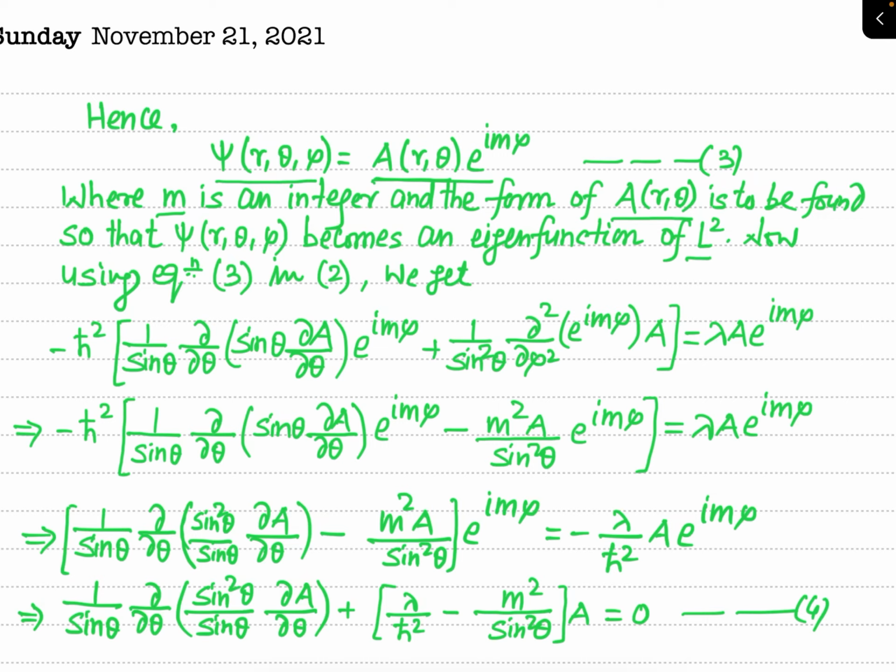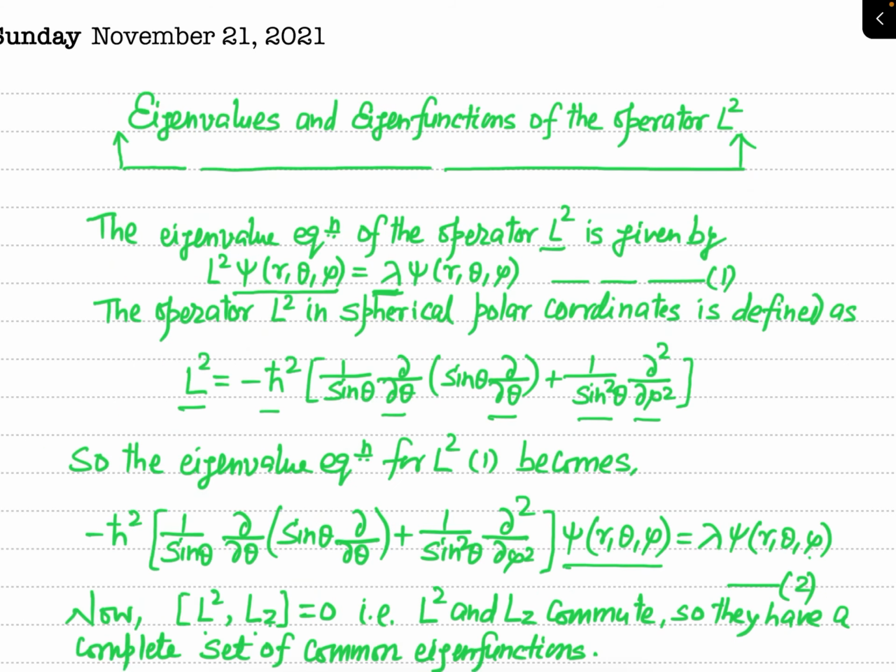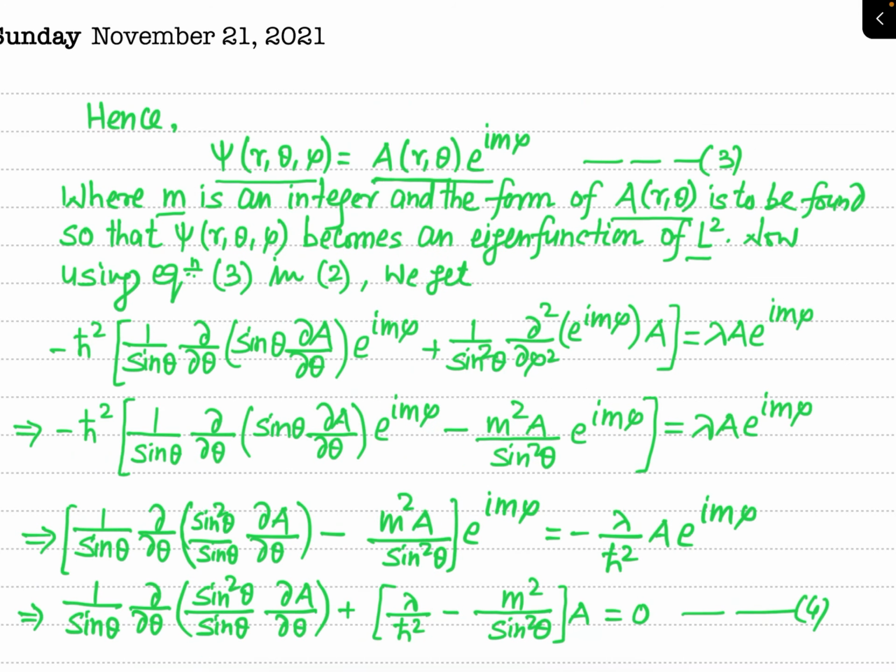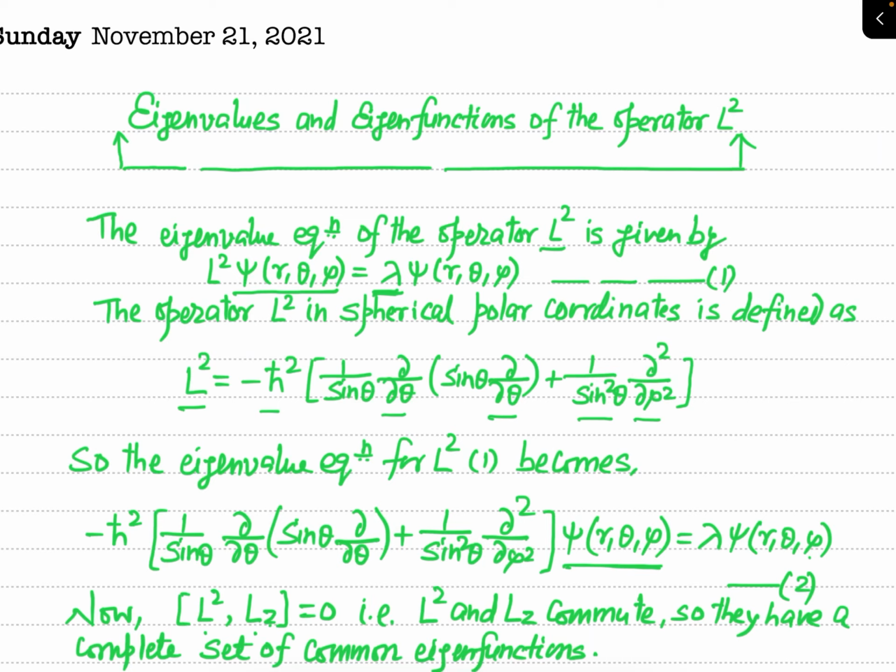So for this, let us use this equation 3 in this equation 2, that is the eigenvalue equation. What will you do? We will simply replace this psi of r theta phi by this expression, that is a of r theta times e raised to the power i m phi. So when we replace this psi by a times e raised to the power i m phi, that psi will be here, that is before this del operator and before this del square.